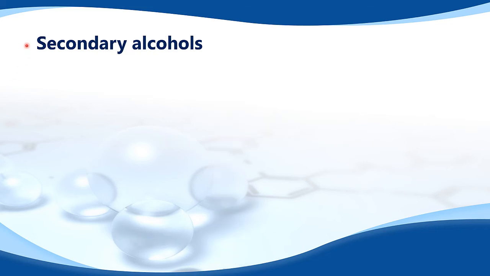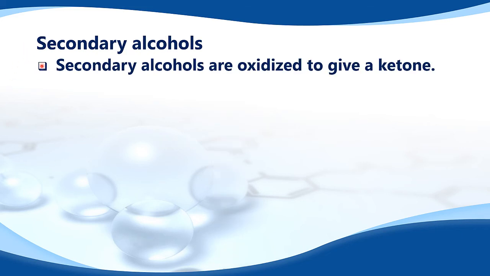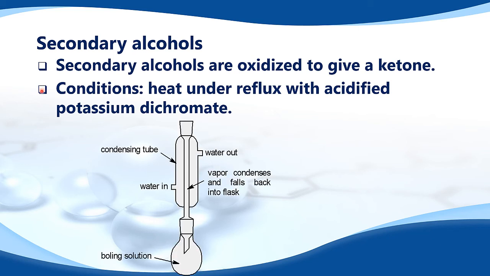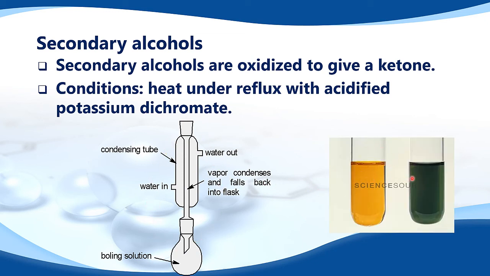Next is secondary alcohols. Secondary alcohols are oxidized to give a ketone. The conditions are heat under reflux with acidified potassium dichromate. So here's the reflux condenser again, and here's the color change, orange to green. So that will give you a ketone. A secondary alcohol will give you a ketone.